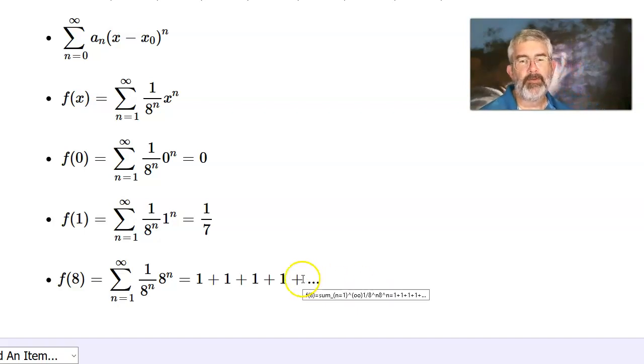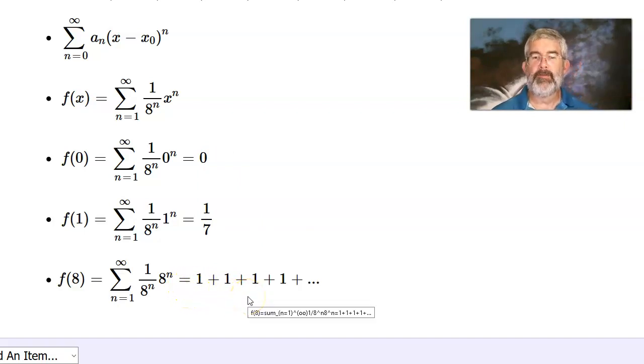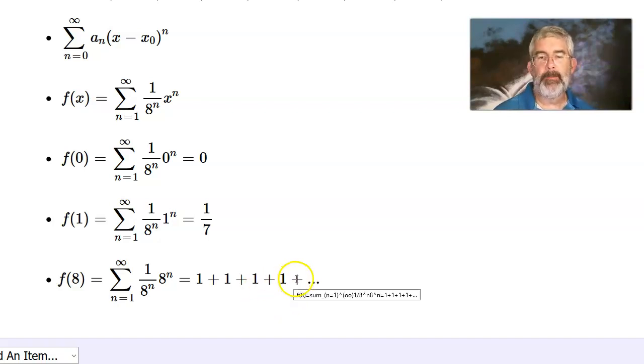This diverges, right? So for some values of x, 0 and 1 for instance, this summation converged. But for another value of x, it diverged. And so the question that we'll have to look at in the next video is, what can we say? Can we predict what values of x will make it converge and what values of x will make it diverge? And the answer is, we can say quite a bit, and we will.